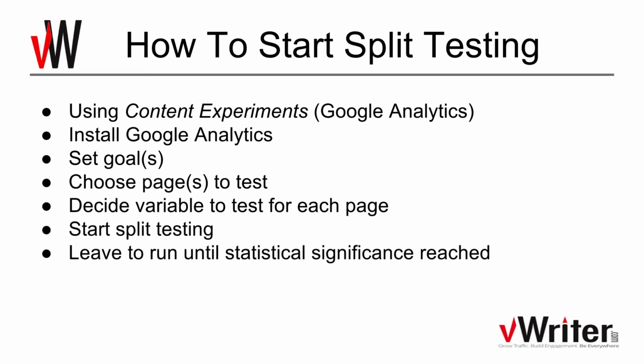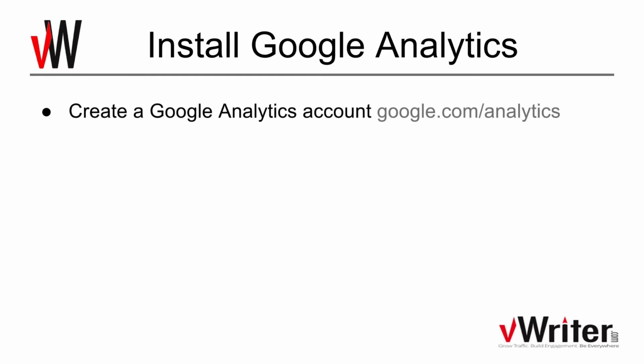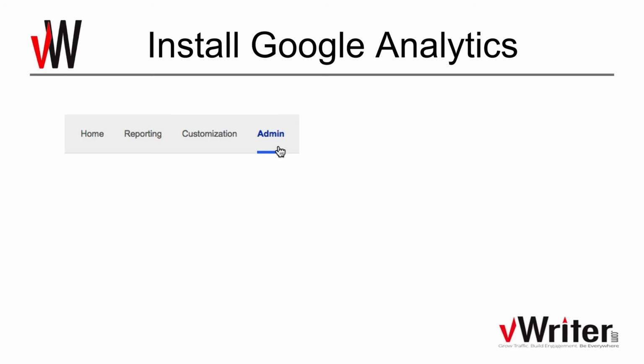So let's have a look at installing Google Analytics. First of all, if you don't have this already installed, if you do, then just sit by for a little while while I run through this quickly. You'll need to go to google.com/analytics to create your account with them. You then set up a property, which is essentially your website. So if you just click Admin on the top menu bar within Google Analytics, you'll then choose the account that's relevant, or you can create a new one there.